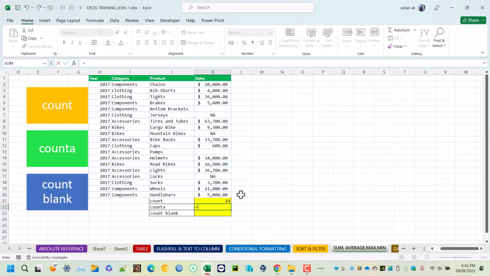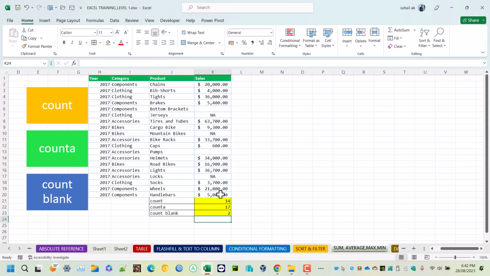So let's see the answer. The function is COUNTA and then select the range. 17 cells have something in them, non-blank cells. And if I wish to find out the number of blank cells within this range, use the function COUNTBLANK and select this range and close the bracket.